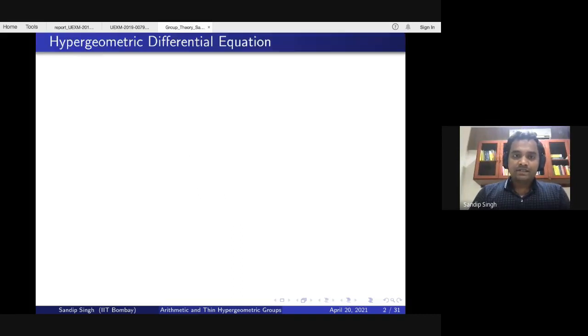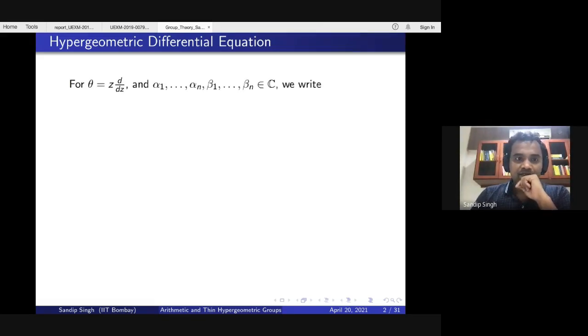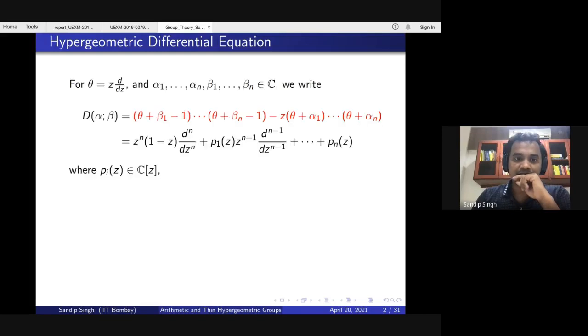For that, we need to start with hypergeometric differential equations. So just fix this notation. Theta is this differential operator, z times d by dz. And alpha 1, alpha 2, ..., alpha n, beta 1, beta 2, ..., beta n are complex numbers. Then we write D alpha beta to denote the following operator: (theta plus beta 1 minus 1) times ... times (theta plus beta n minus 1) minus z times (theta plus alpha 1) ... (theta plus alpha n).